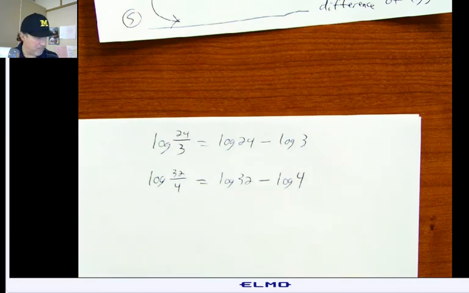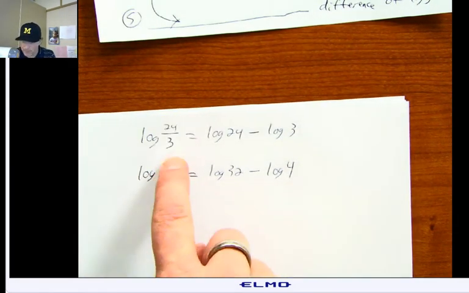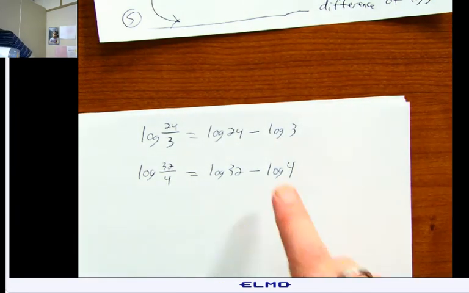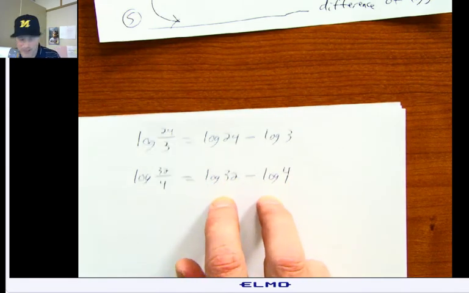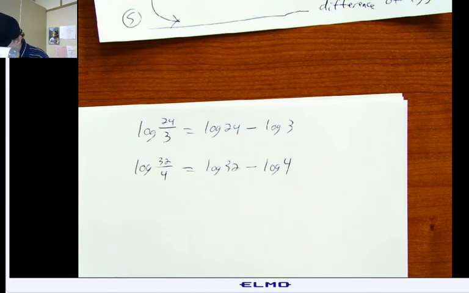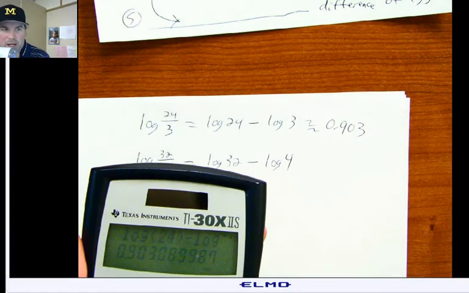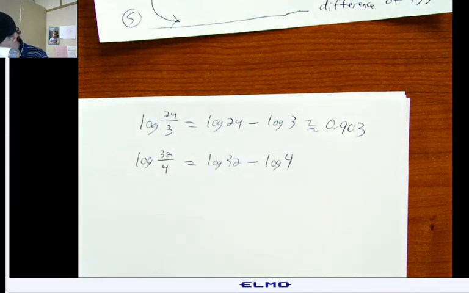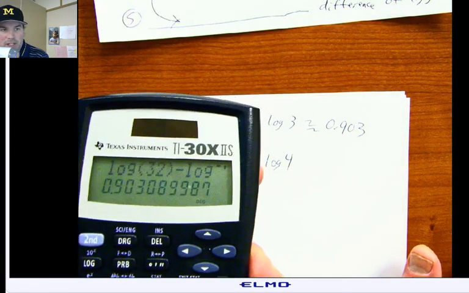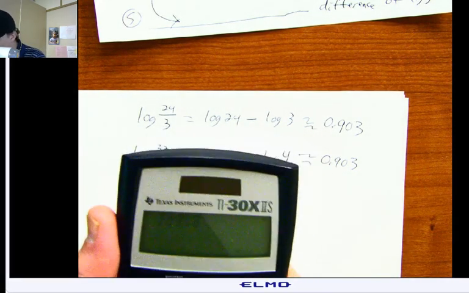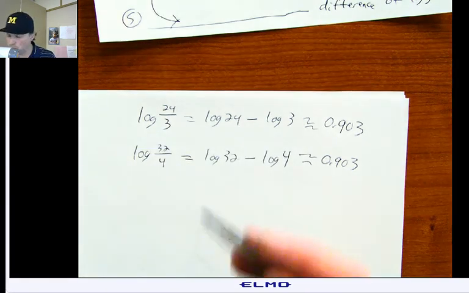That essentially ends this lesson, but I find it fascinating: 24 divided by 3 and 32 divided by 4 are both equal to 8. But it's really hard to believe that log 24 minus log 3 and log 32 minus log 4, just looking at them, would be equal. So let's test this out real quick. Log 24 minus log 3 gave me 0.903, and for the other one, log 32 minus log 4, it gave me the exact same decimal, 0.903. But of course it should have, because at the end of the day, log of 8 is equal to that exact same decimal. So it works.